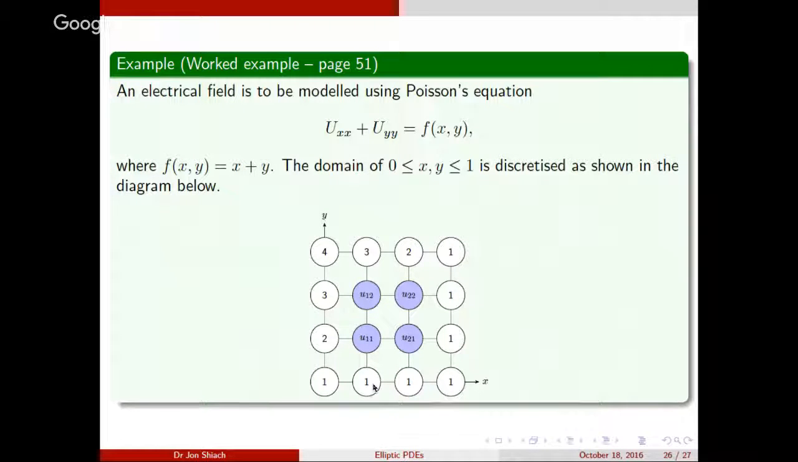Right, just to finish off this part of the lecture, I'm going to explain a bit more about the lab sheet in a minute. There's a worked example on page 51, so you might have to go forward a few pages.